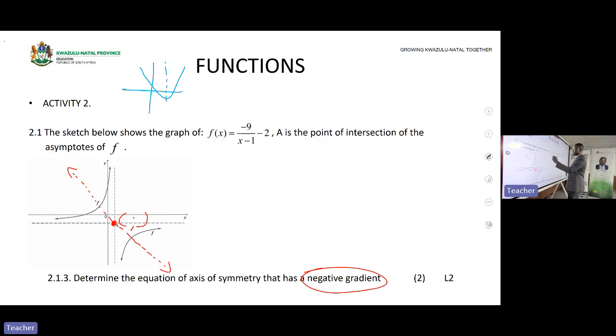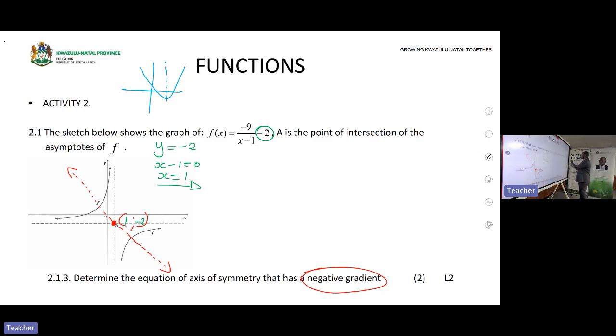Maybe let us remind ourselves what were our equations of asymptote. y is equal to -2. We said y is equal to -2 because our q is -2. And then we said x minus 1 equals 0. Then x is equal to 1. So our equation of asymptote number 2 is x equals 1. So the coordinates of A are 1 as well as -2. So it's important to take note of that one.